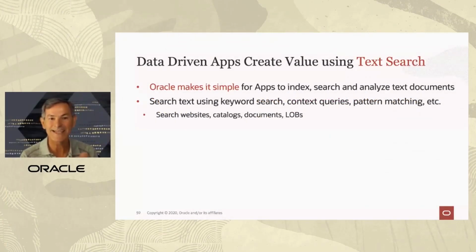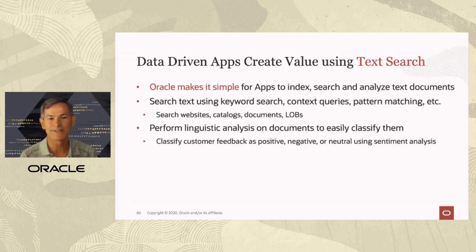Next, let's talk about text search. Oracle makes it simple for apps to index, search, and analyze text documents. You can use text search for either keyword search, context queries, pattern matching, etc. For example, you can search website content, catalogs, documents, or data inside logs in the database.